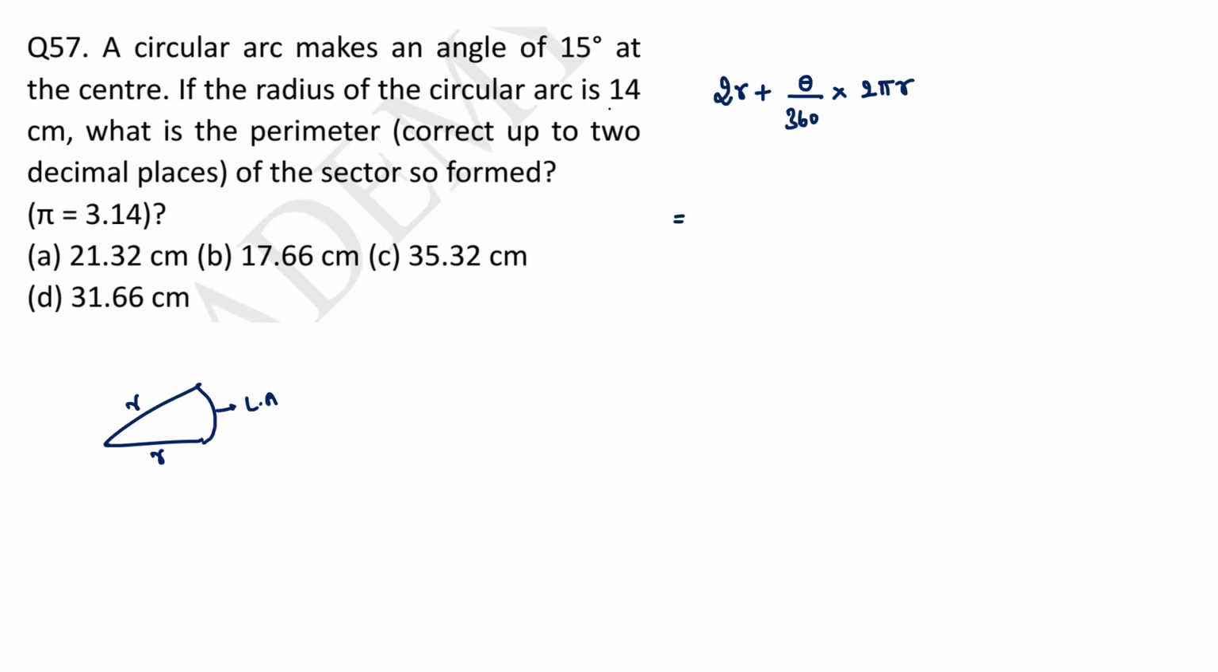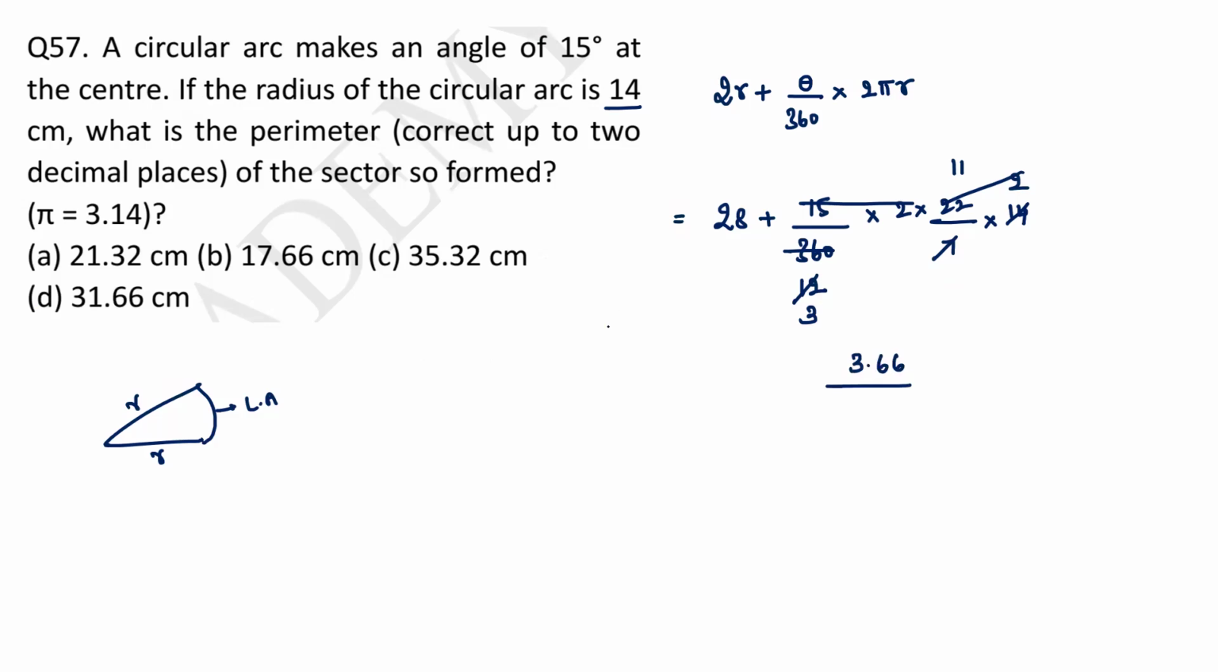So 2r means the radius is 14, therefore it is 28. 15 out of 360, 2 into 22 by 7, 14. 7 ones are 7, twos are 14, 30 ones are 30, 12s are 360. So you can cancel it, 4 times again. It is 11 by 3, so 11 by 3 is going to be 3.66. So to this 28, you add 3.66. You're going to get 31.66.